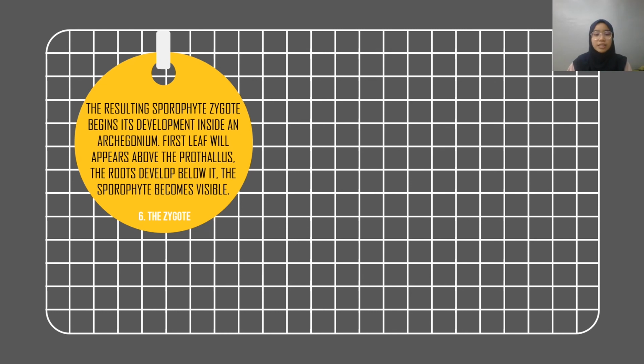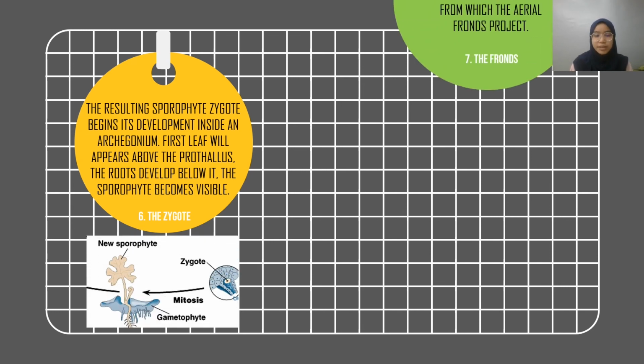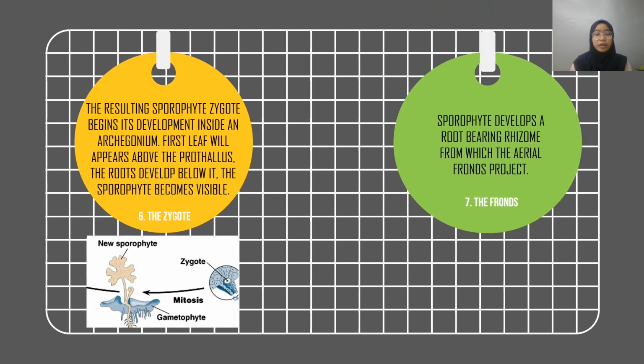Therefore, we call the sixth process of the fern's life cycle the zygote. The resulting sporophyte zygote begins its development inside an archegonium. This sporophyte will become visible. Why? Because the first leaf will appear above the prothallus and the roots will develop below it.